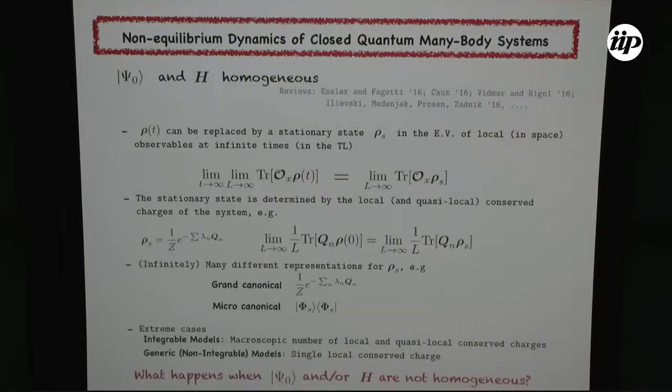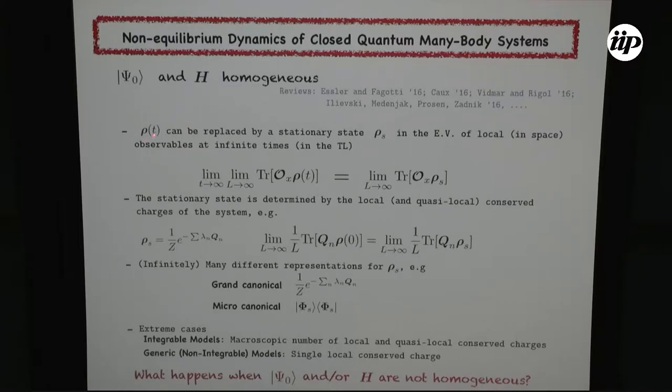So this problem has been studied quite a lot in the last years by a lot of people. Many of them are also in the audience. And in the case which I will from now on call the homogeneous case, so when both the initial state and the time-evolving Hamiltonian are homogeneous, so translational invariant, then a lot is known. There are many reviews. Here I'm listing a bunch of recent ones.